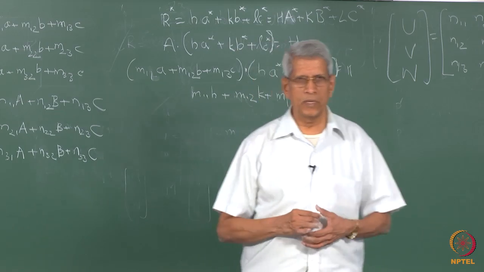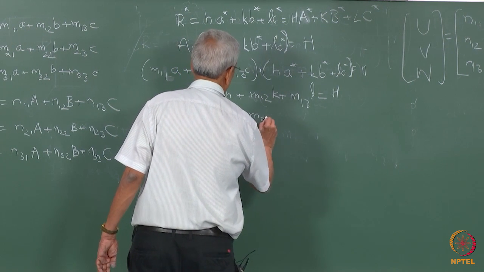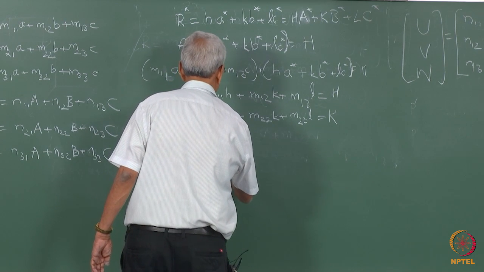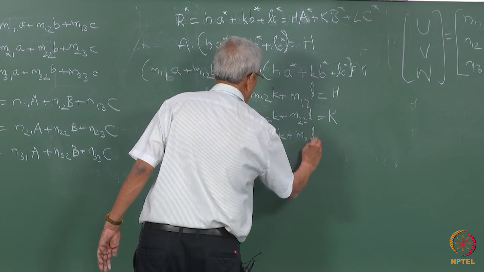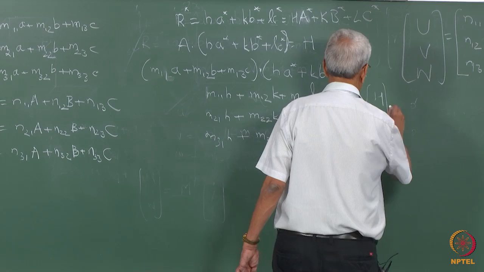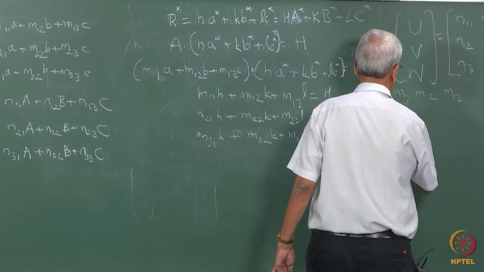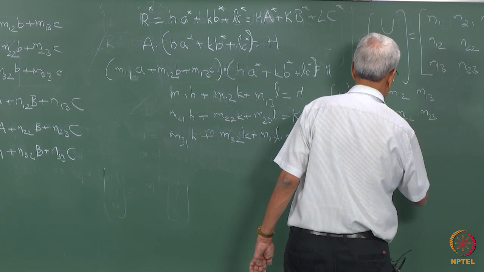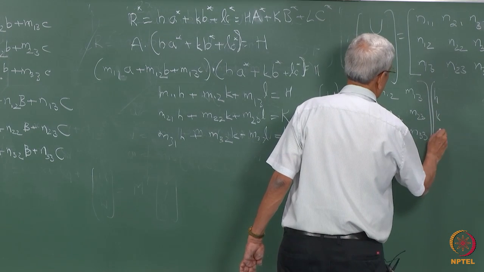Similarly, if we take a dot product with B and C also, we will be getting expressions like M21 into H, M22 into K, M23 into L equals K, M31 into H, M32 into K, M33 into L equal to L. From this we can write that HKL is going to be this matrix times the new indices. This will be HKL, right?